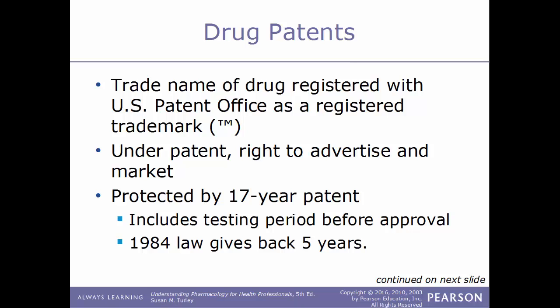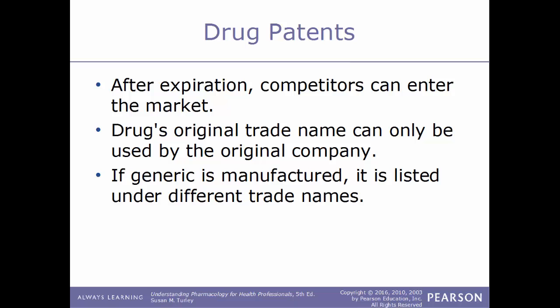Now, the trade name of a drug is registered with the U.S. Patent Office and is a registered trademark. That's why you see the letters TM above the trade name. Once this is under patent, the drug company has the right to advertise and to market that product. And this lasts for a 17-year period, and this includes the testing period before the approval. And this law from 1984 dates back 5 years to that. Once that trade name patent expires, competitors can't enter the market, and the drug's original name can only be used by the original company. And if a generic is manufactured, it is listed under different trade names.